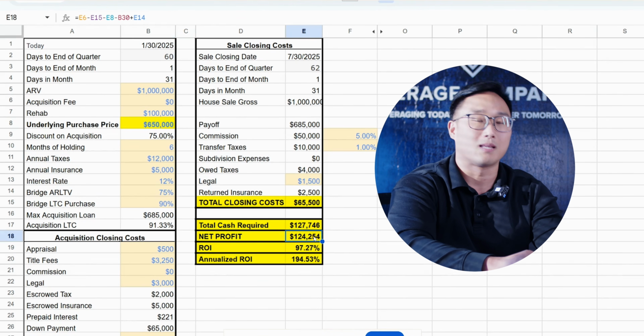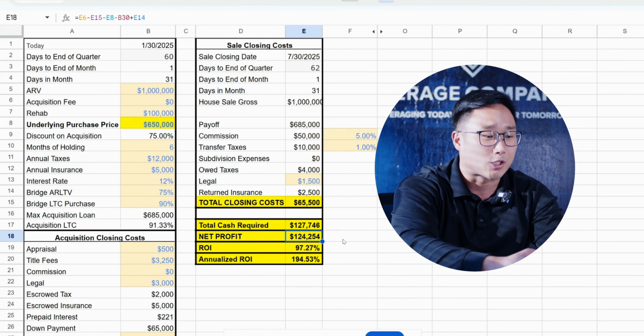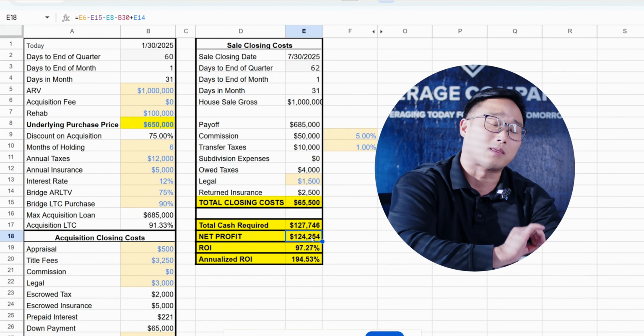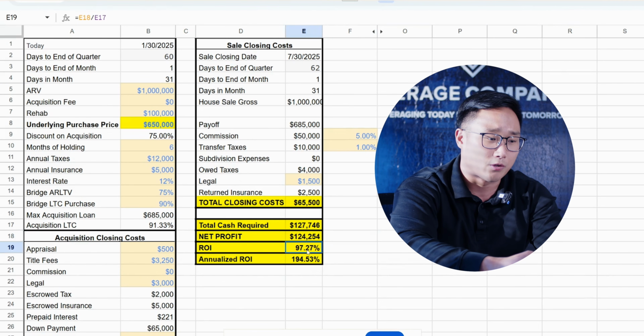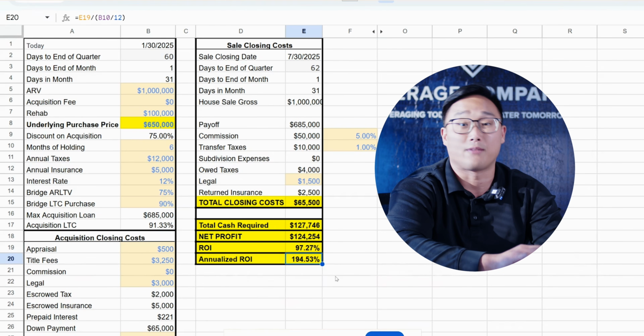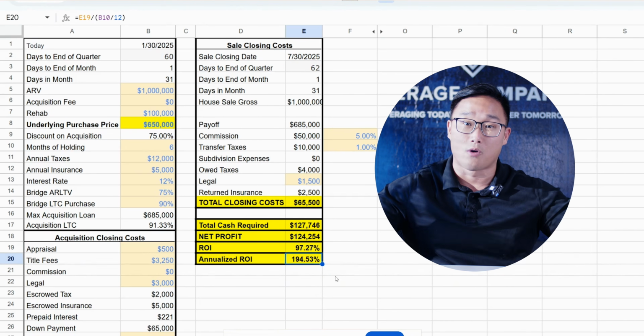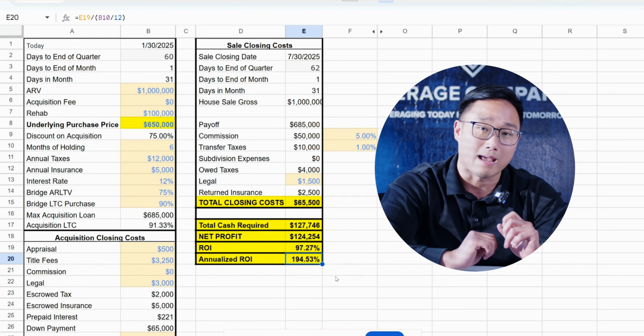And then let's look at the net profit of the deal. How much am I going to profit? It shows that you're making $124,000 on this project. So the ROI, the return on investment, is about 97%. And if you annualize it, because it's a 6-month project, if you did this twice over a 12-month period, it's 194% on your money.